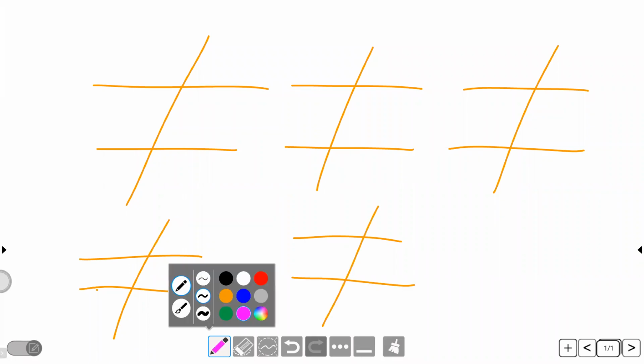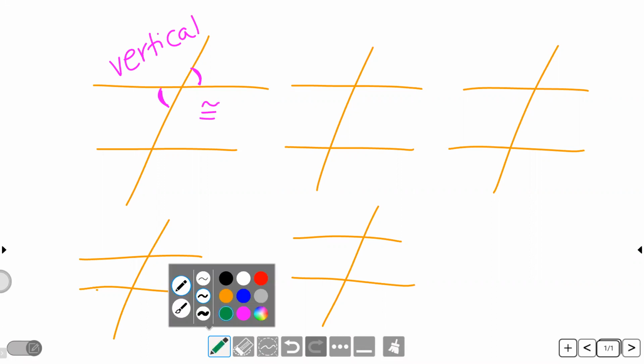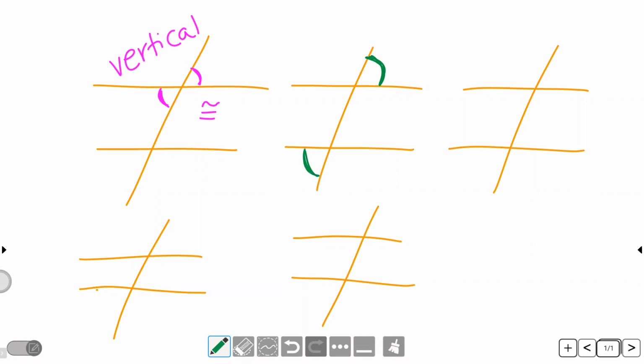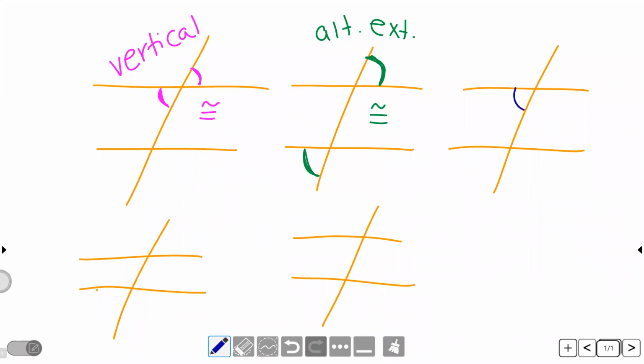All right. When the angles are here and here, those are called vertical. They are always congruent. When the angles are here and here, those all are on alternate sides of the transversal, and they're exterior, which means outside of the parallel lines. Those are always congruent. When they are here and here, one's on the left and one's on the right of the transversal, so that's alternate, but they're in between the parallels, so that's interior. Those are always congruent.